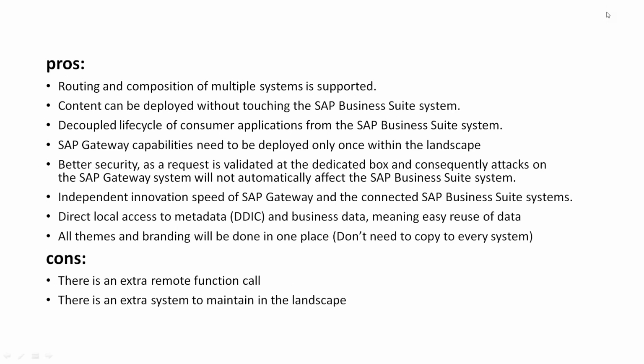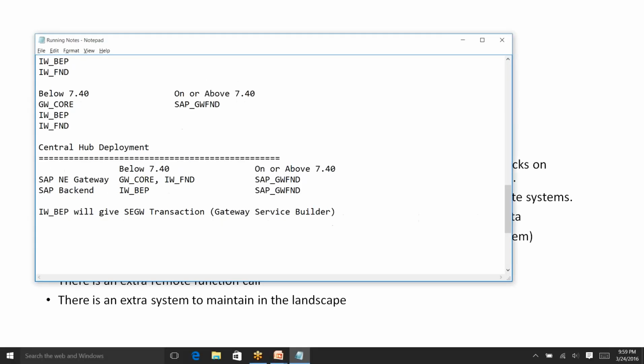Sudhir, yeah, Jagan here. Okay. Go ahead, Jagan. So one question. You are saying all the function modules, data, everything is available at the gateway system, right? No, I mean, we develop the OData services in the backend. No, so as one of the pros is direct local access to metadata and the business data and other information available at the gateway system, right?